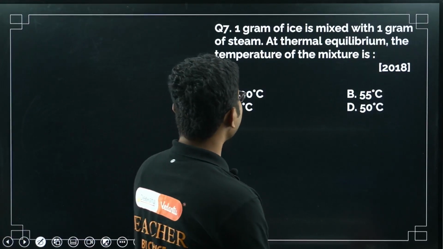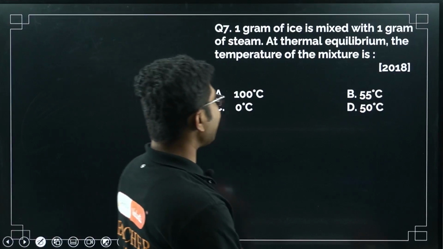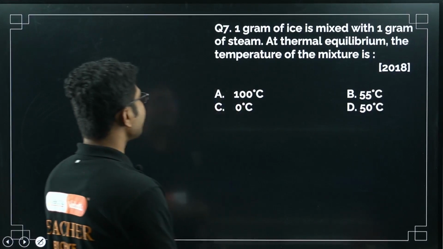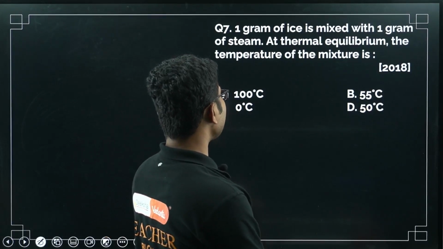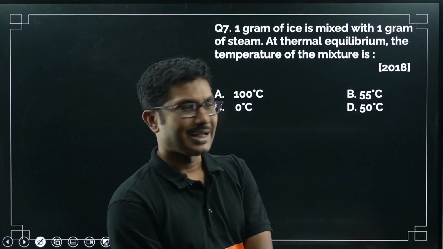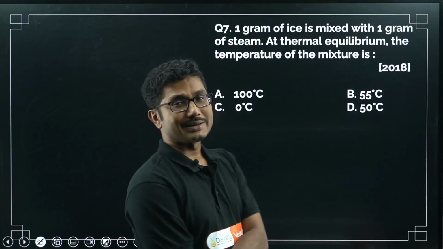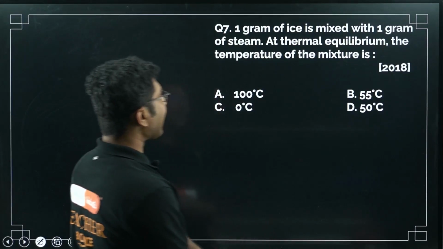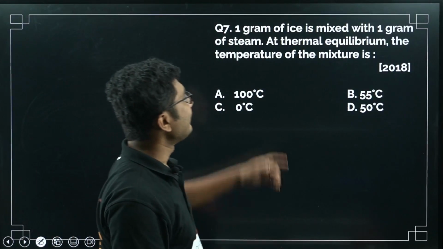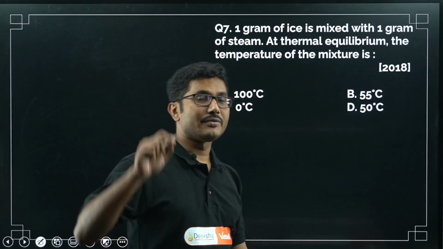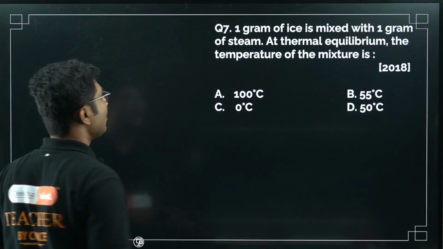Now question number 7. 1 gram of ice is mixed with 1 gram of steam. At thermal equilibrium, the temperature of the mixture is. Now this is a long question. The values of the latent heats are not given. So you can try and solve this question. Okay, if they ask this question right now, they will give you the values. But I am giving this as a homework.